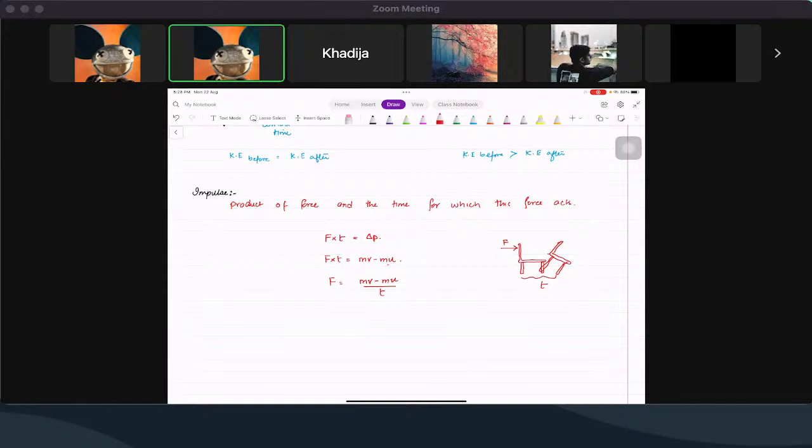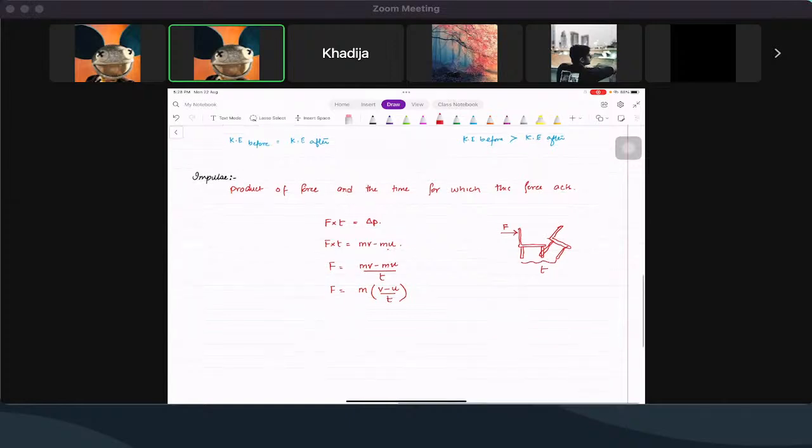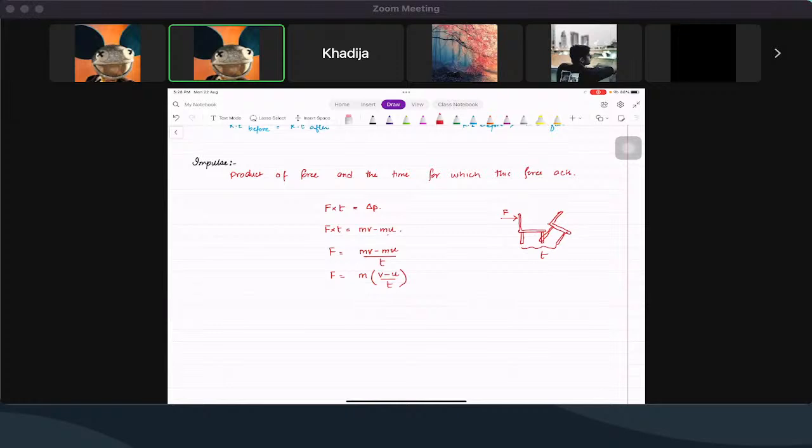Because the mass of the object is the same, can I take mass common? So it will be v minus u over T. Do you see a formula here? Any formula you remember? No one remembers this? Acceleration is change in velocity over time. So you can replace this. It means that the force is equal to ma. Anybody remembers this?